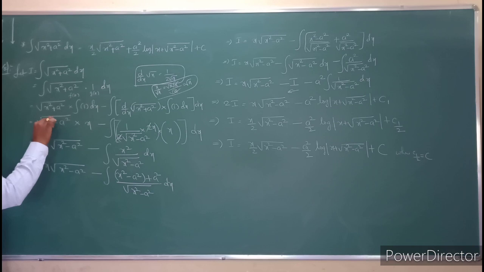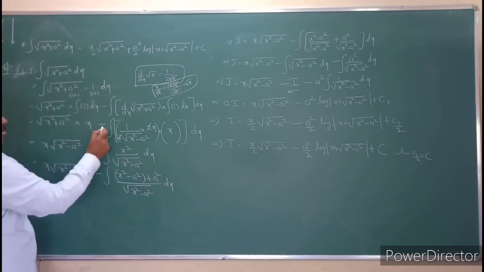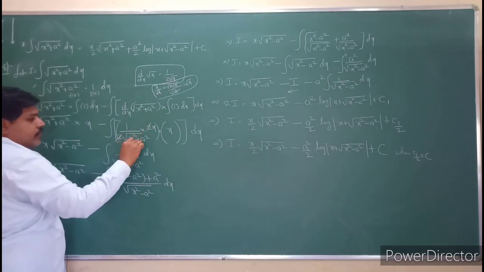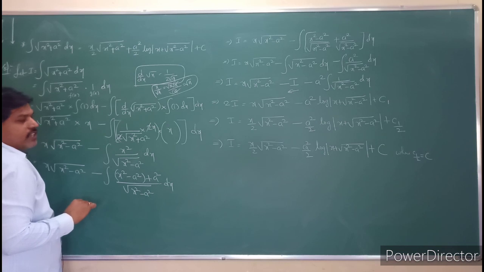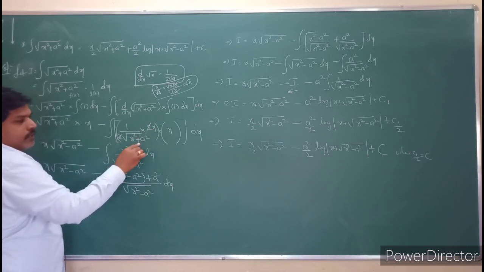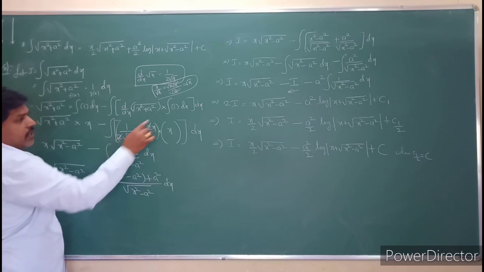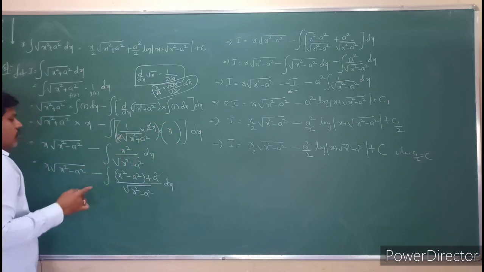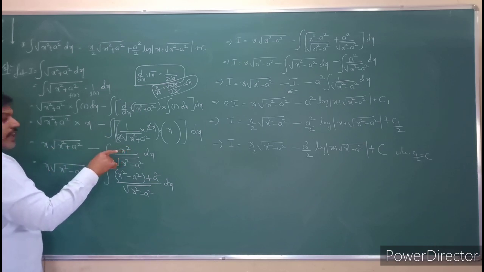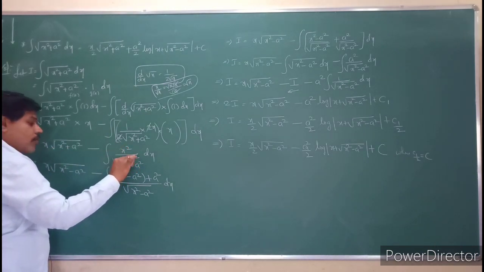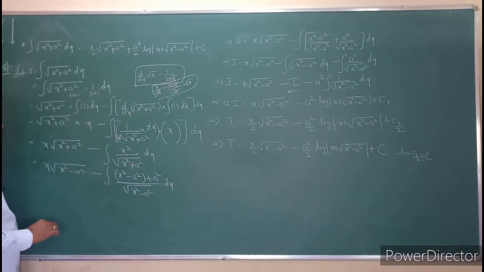So that is nothing but root of x square plus a square into integral of 1, which is x, minus integral of derivative of root x, whose formula is 1 by 2 root x, into derivative of x square plus a square, which is 2x. The 2 will be cancelled, and integral of 1 is x. So what will it become? x into root of x square plus a square minus integral of x square in the numerator, and in the denominator we will take root of x square plus a square.